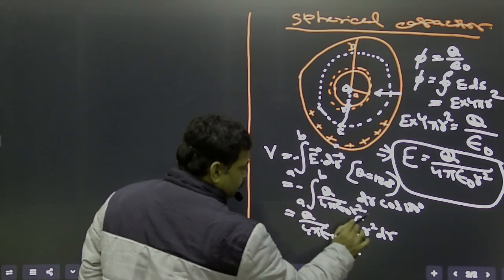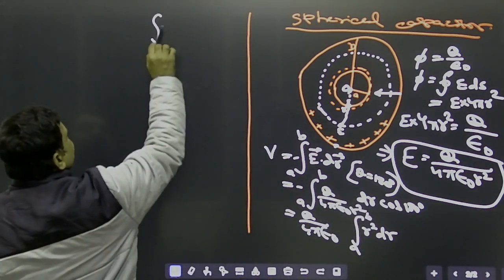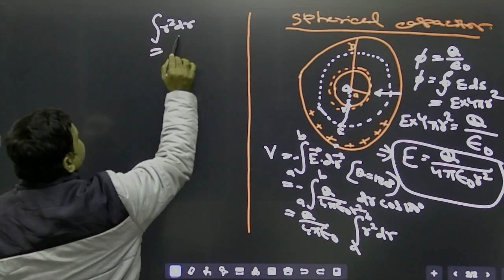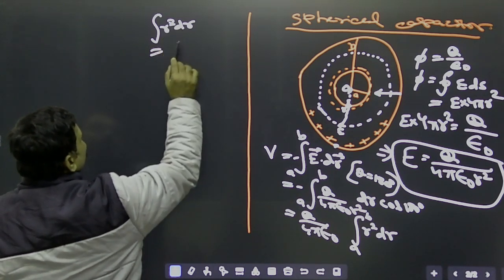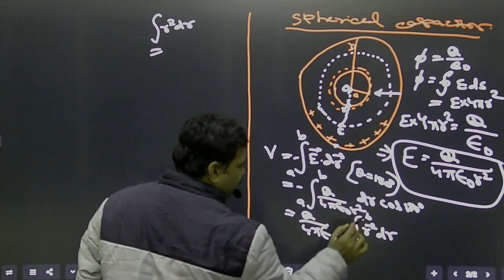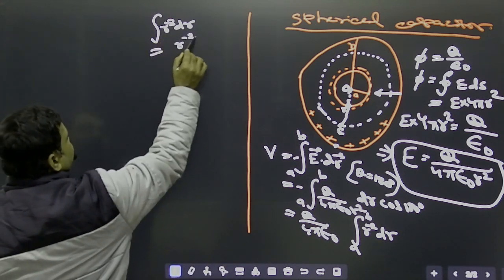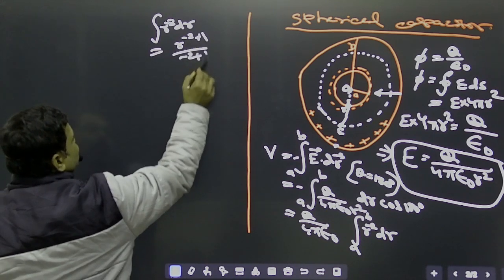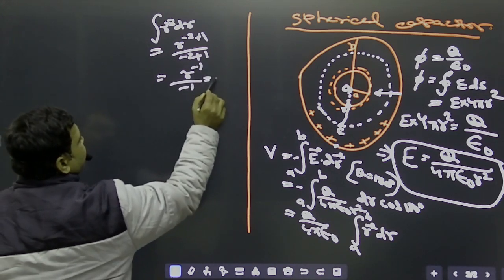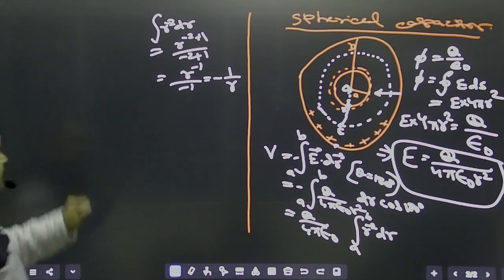Now, you know the integration of x to the power n dx is x to the power n plus 1 by n plus 1. Here r square is in the denominator, so this will be r to the power minus 2. So this is r to the power minus 2 plus 1 by minus 2 plus 1, which comes as r to the power minus 1 by minus 1, that is minus 1 by r.